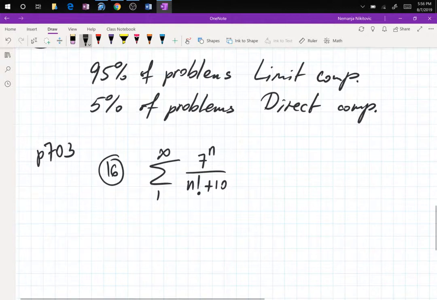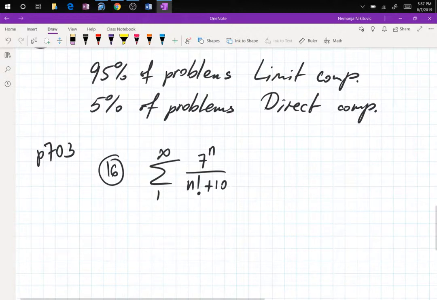The first order of business is to try our divergence test, the nth term test. We take the limit of a_n, which is all of this, and we have the faster growing function in the denominator, because factorials grow faster than exponentials. Therefore, the limit is 0. The test is inconclusive, so it did not diverge by the divergence test. Therefore, we have to use something else.